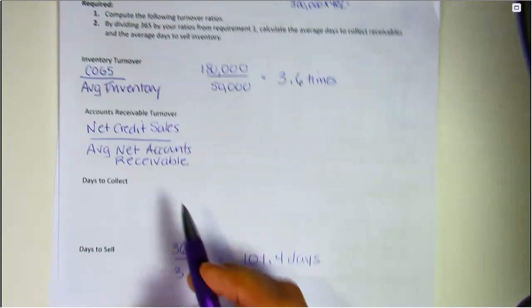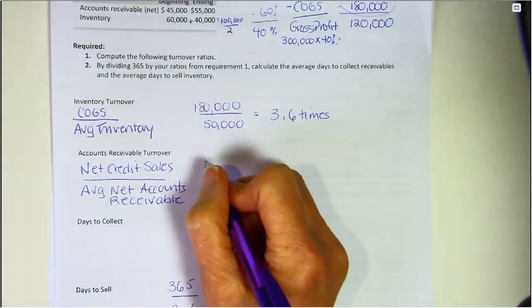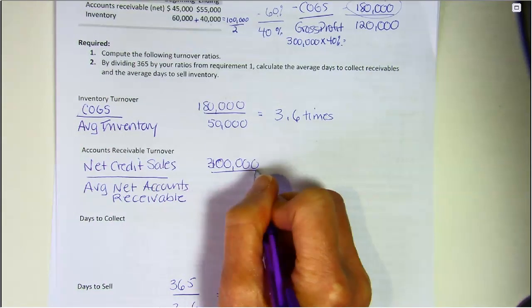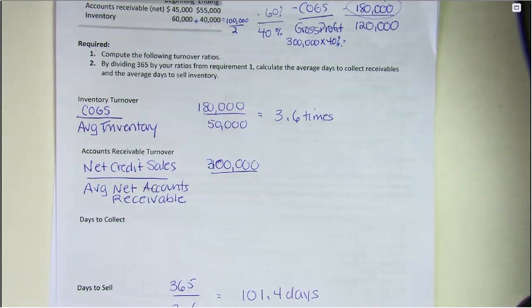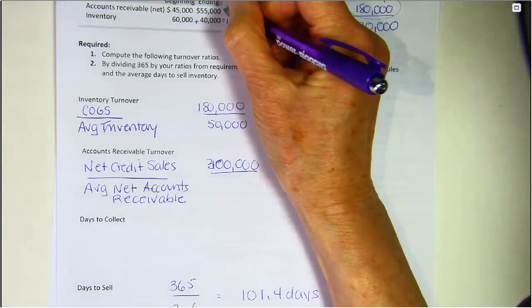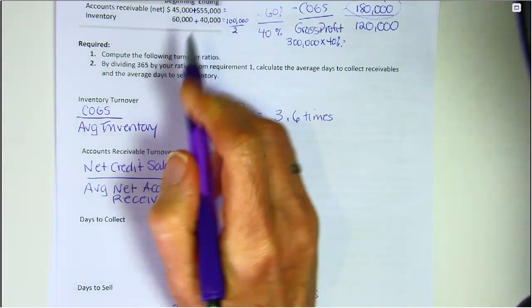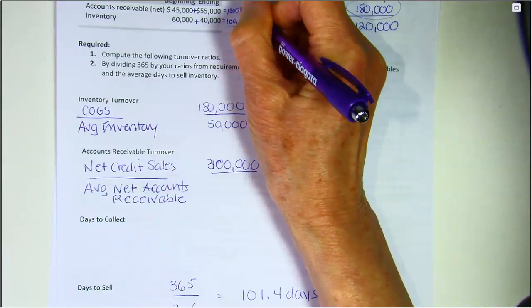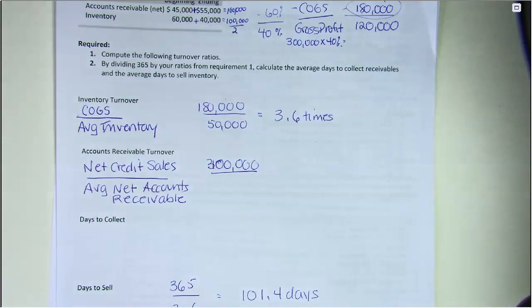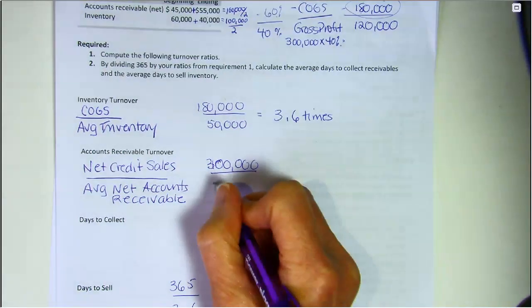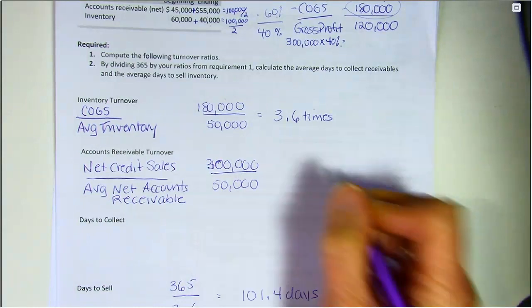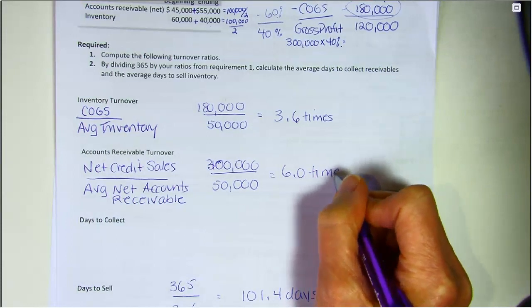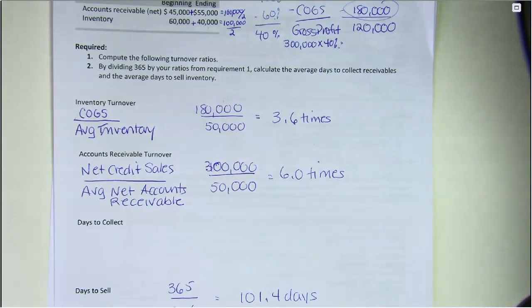Now let's take a look at the accounts receivable turnover. Our net credit sales, they told us, were $300,000, and we need to figure out our average net accounts receivable. So let's do the same thing. Let's add the beginning and the ending together, and that equals 100,000. And then you can divide by 2, and that gives us again $50,000. So our accounts receivable turnover is 6 times a year. We collect our average accounts receivable 6 times a year.